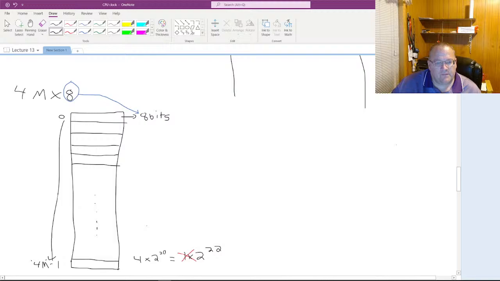So if we see something that looks like this, the R way is a different way to think about it. It says each of these locations has 8 bits, and there are 4 million of them going down. And we could say 8M by 16. That means there's 16 bits, or 2 bytes, per location.